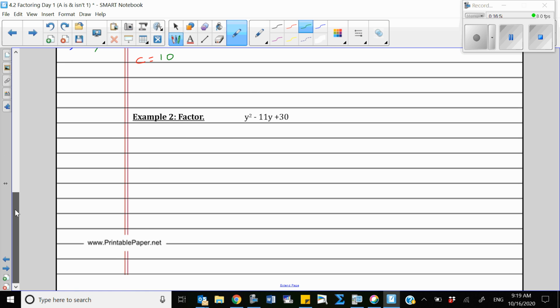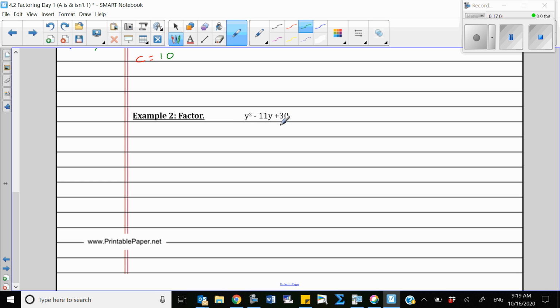Let's go to the next one. y squared minus 11y plus 30. Do I have any GCF here? No, there's nothing because the coefficients are 1, 11, and 30. They don't have anything in common. And the letters y squared, y, and nothing. Again, there is no GCF.